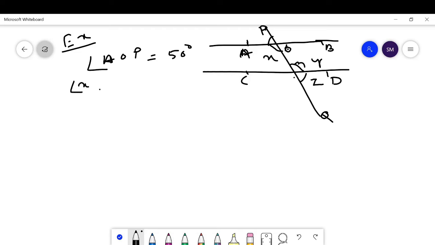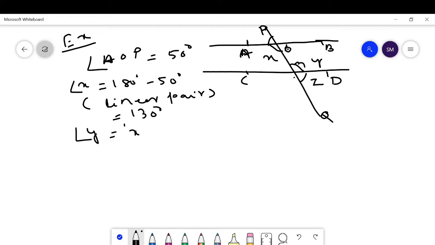Here angle X is equal to 180 minus 50, because angle AOP and X are a linear pair, which is equal to 130 degrees. Then angle Y is equal to angle X, which is 130 degrees, because they are alternate angles. As I have already told you, when a transversal intersects two parallel lines, the measures of alternate angles are always the same. Here X and Y are a pair of alternate angles. Alternate angles are formed on opposite sides of the transversal. Then Y equals X equals 130 degrees.